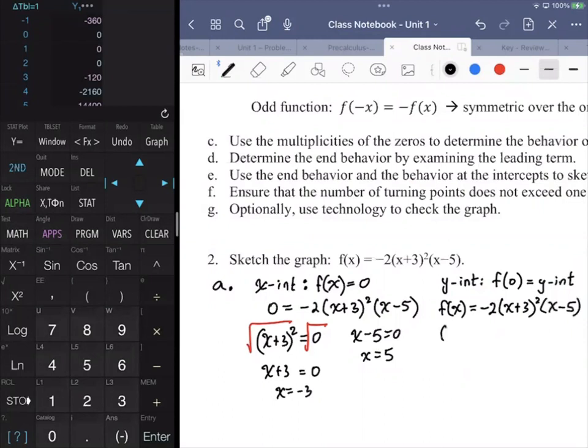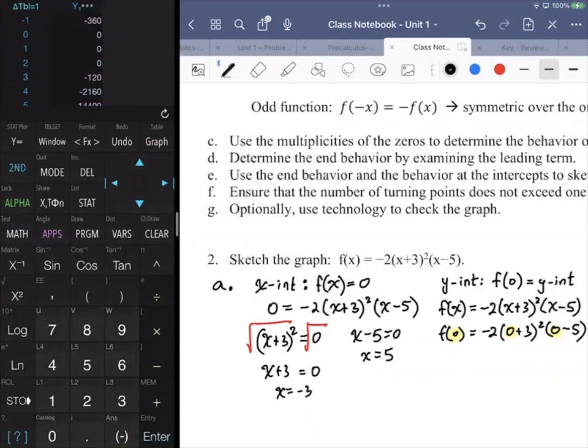So I want f of 0. So I'm replacing each x with a 0 and solving. Sometimes the result is 0, because it is possible that your y-intercept could be through the origin. But I will tell you that if 0 is not an x-intercept, it's not going to be a y-intercept either.